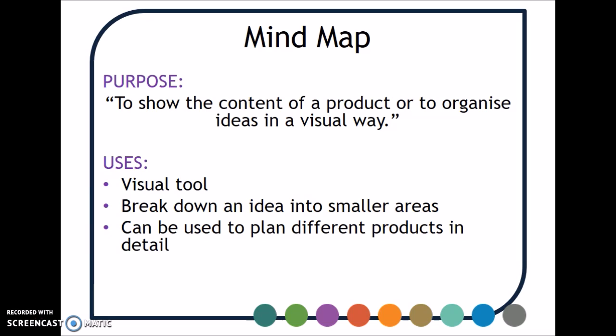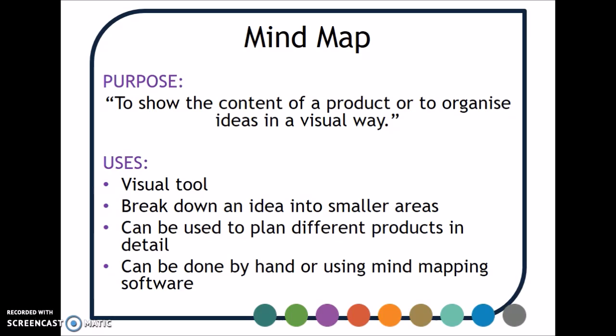So once you've got a sort of vague idea from your mood board, you can then start to narrow it down a little bit more. And again, it can be done by hand or by using mind mapping software. So specialist software includes things like OpenMind, but you could do it on Word or PowerPoint or even Photoshop if you wanted to.